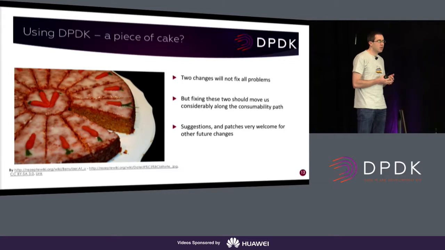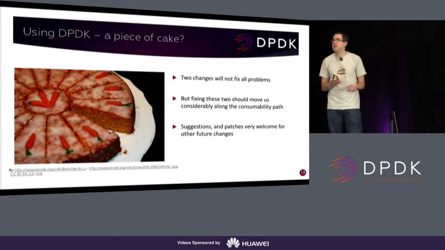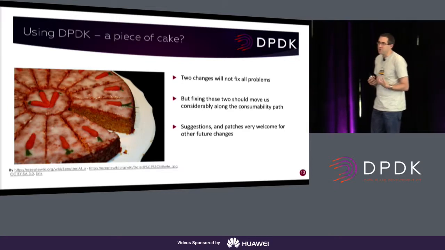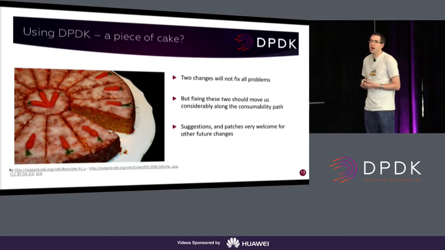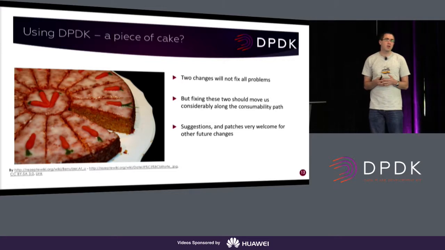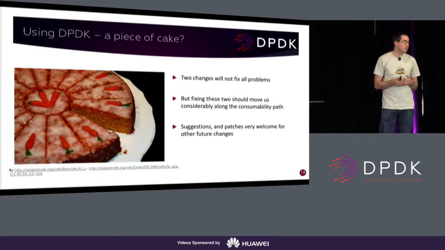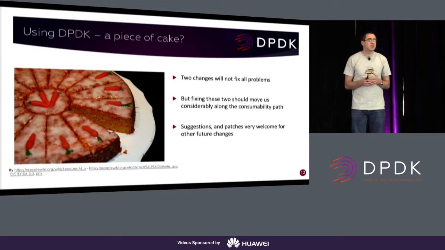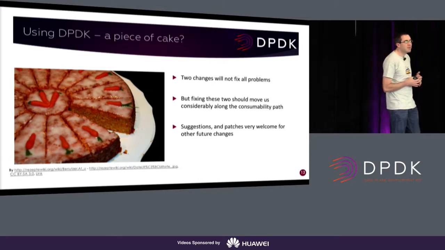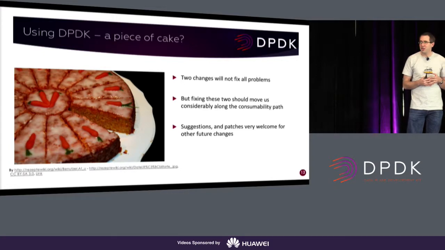We're certainly not a chocolate cake. Hopefully we might get to maybe carrot cake. So it'll move us a bit along the consumability path, but there's still a whole lot more to go. I'm sure other people could call out other areas where we need to improve DPDK consumability and usability. Already Frank pigeonholed me at breakfast to talk about the sample apps and how they have issues.